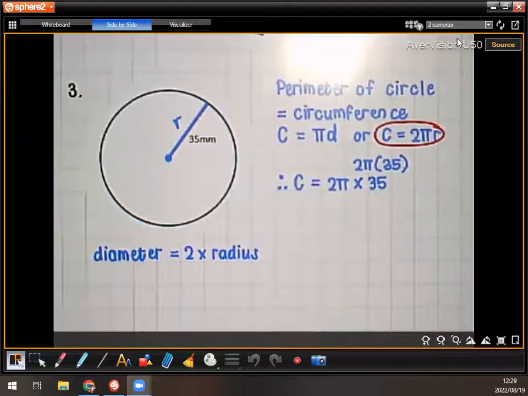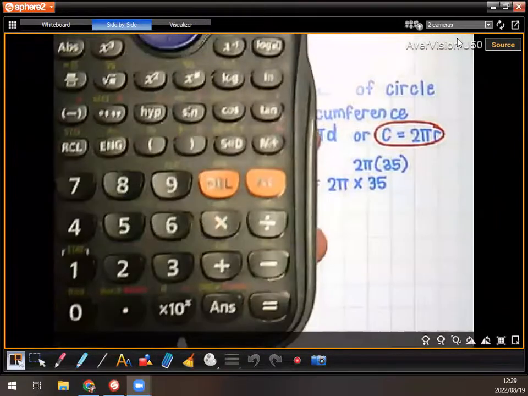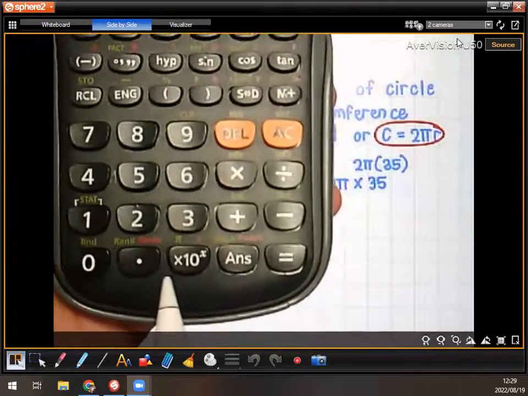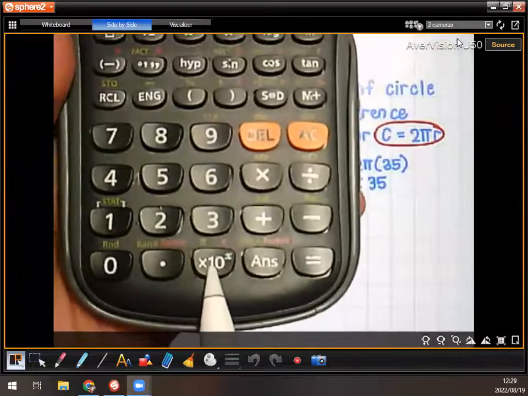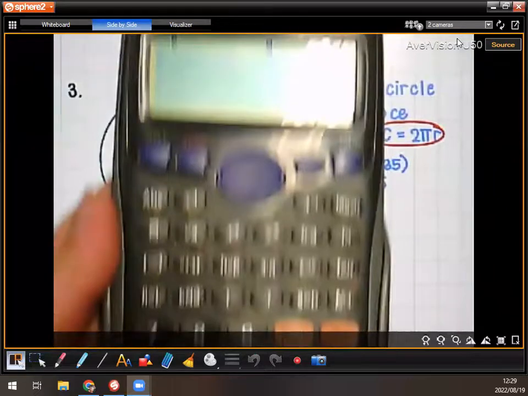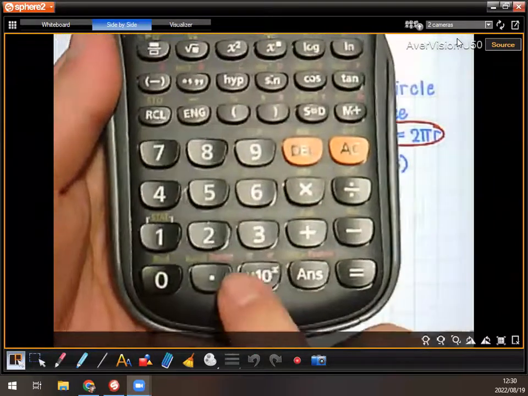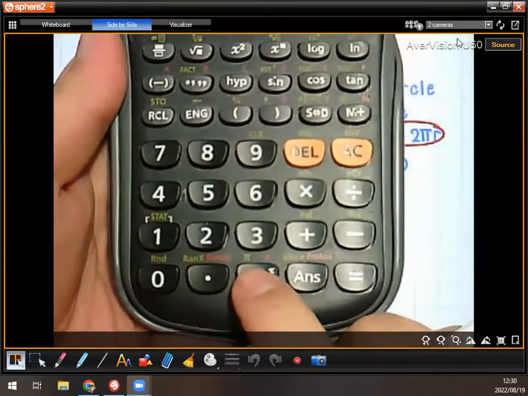So pi is a number that just carries on forever. Some people use 3.14, some people use 3.142, some people use 22/7. But this is now something that you will have to use your calculator for. On the calculator, there is a pi button. If you have a different one, it might be in a different spot, but if you have a fancy calculator, above the times 10 to the x button, there is a pi.